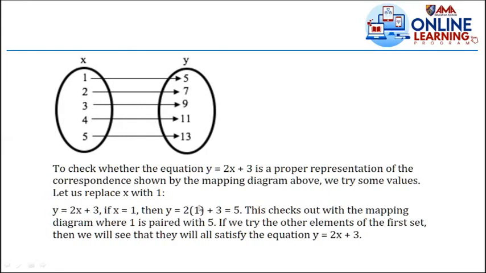We try some values. Let us replace x with 1. So y is equal to 2x plus 3. If x is equal to 1, then y is equal to 2 multiplied by 1 plus 3, which is equal to 5. So this checks out with the mapping diagram where 1 is paired with 5. If we try the other elements of the first set, they will all satisfy the equation y is equal to 2x plus 3.